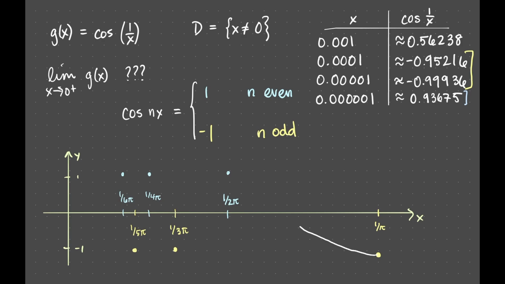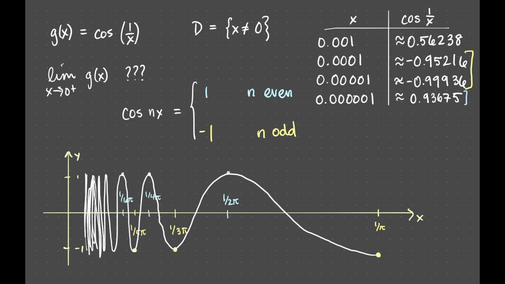And based on the oscillatory behavior of cosine, we know how the full graph should look then. This curve, which oscillates an infinite number of times before it approaches 0, cannot tend to a single value in the limit. It follows that the right-hand limit does not exist.